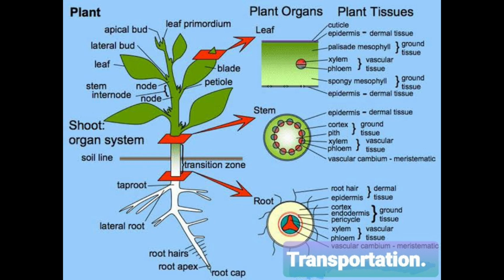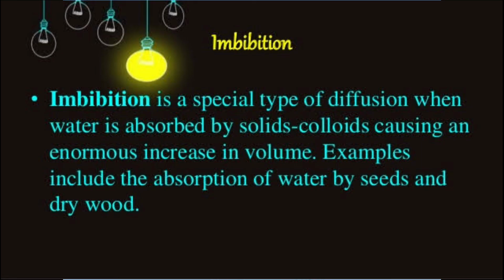Okay, and then another topic we have discussed is translocation, that is mass flow of translocation, also called bulk flow of translocation, which comes under long distance transportation of water. And then we have discussed imbibition. Imbibition means, take dry wood. When dry wood is wet for a period of time, then it swells. That swelling is normally called imbibition. That is imbibition in solid colloidal substances.